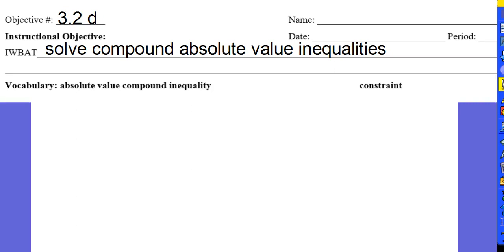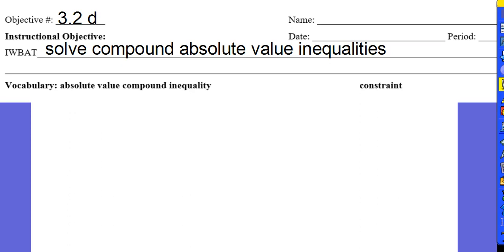So this is objective 3.2D. Today we're going to be solving compound absolute value inequalities. That's your objective. It's not really any more difficult than yesterday's assignment. The problems just take longer to solve, but you don't have to learn anything new to solve them.